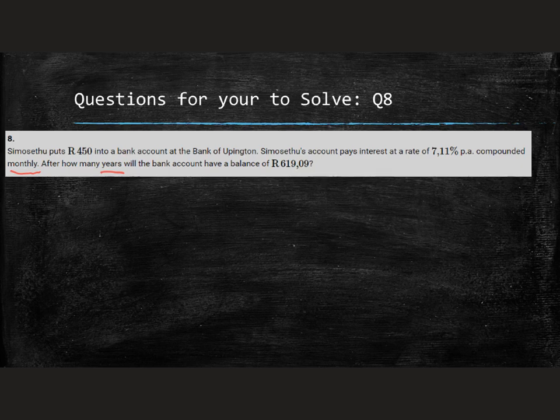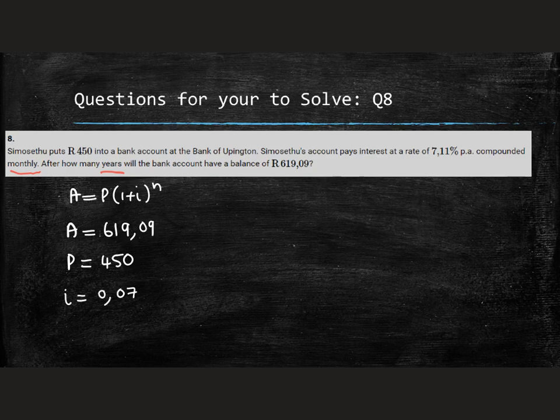Okay, let's set this all up. Is the money growing? Yes, it is. So we know we're dealing with this formula. We know what we want to accumulate, and we want to accumulate 619 Rand and 9 cents. We wanted to put in 450 Rand. And we know that the interest rate quoted to us is 0.0711, and that's per annum. So for us to work with our rate, which is in months, we know we're going to have to divide by 12 in our formula. So keep that in the back of your mind.